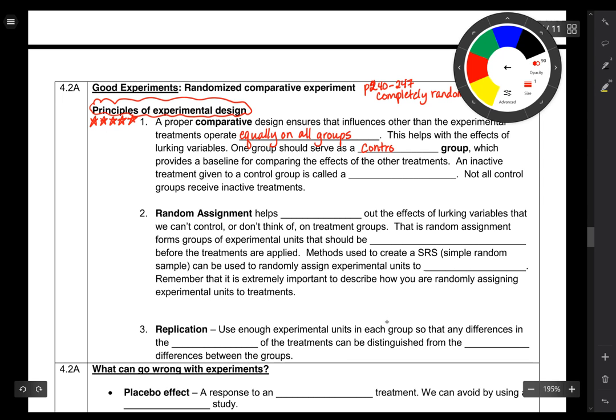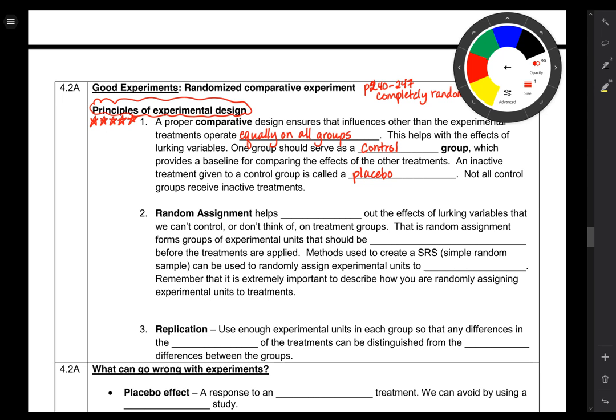So when you're talking about comparison, you're comparing with that control group, which provides a baseline for comparing the effects of the other treatments. An inactive treatment given to a control group is called a placebo. And if you watch the news and you're reading about studies, they always talk about a placebo was given to this group, and so on.